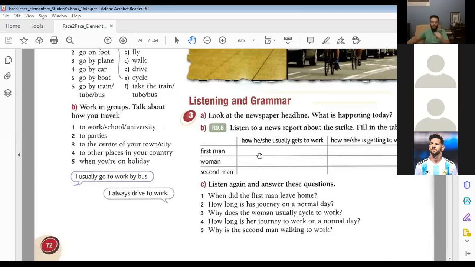When the reporter asked them, how do you usually get to work? All of them use the present simple, right? I usually get to work by car. I usually cycle to work. I sometimes take the tube. Right? In the routine question, they all answered with the present simple.